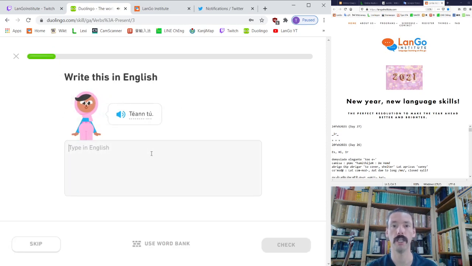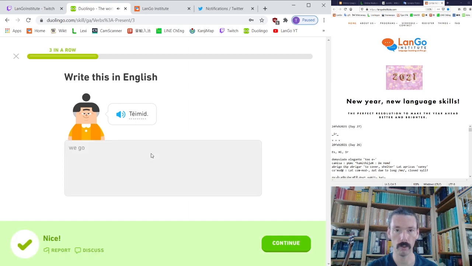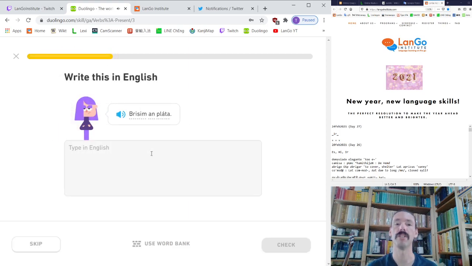Téann tú. Téann is to go, you go. Téimid, which is the we form, we go. Remember, they fuse into a single word. Brishim an pláta. Brishim an pláta, I break the plate.